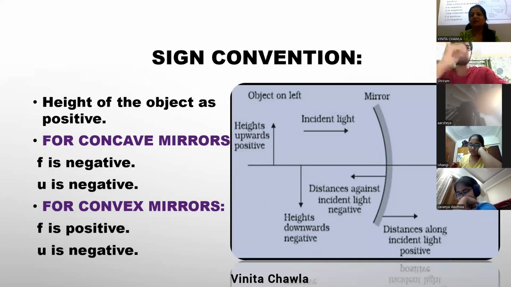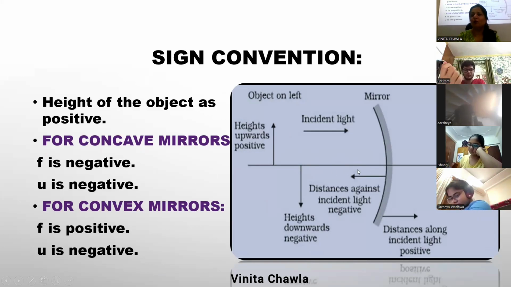And how do we measure distance? We always measure distance from the pole. So pole to C, pole to center of curvature, pole to focus, pole to object, and pole to image. So if we are measuring the distance in the direction of incident ray, then the distances are taken as positive. While if we are measuring the distance against the direction of incident ray, then we take distance as negative.